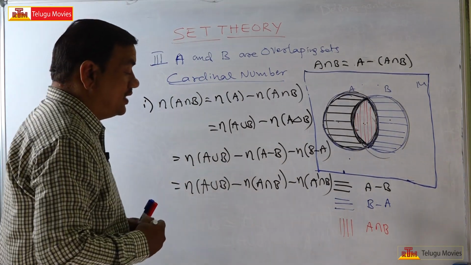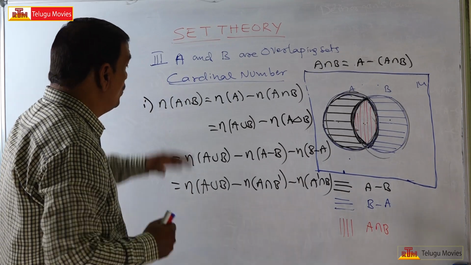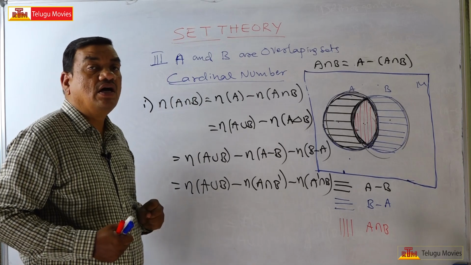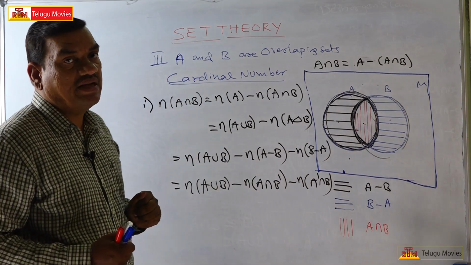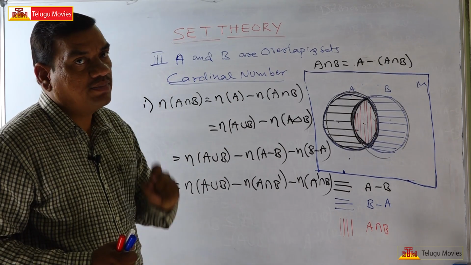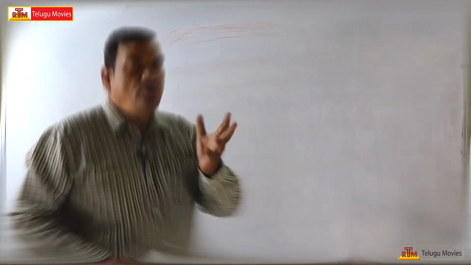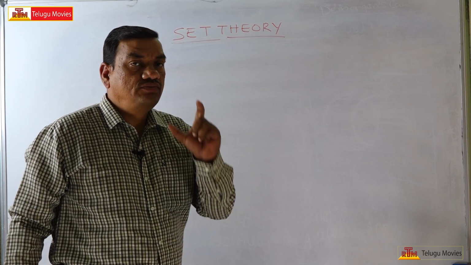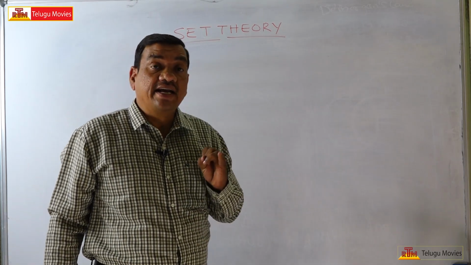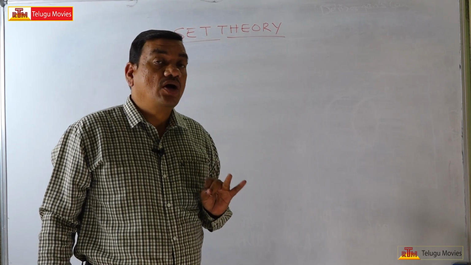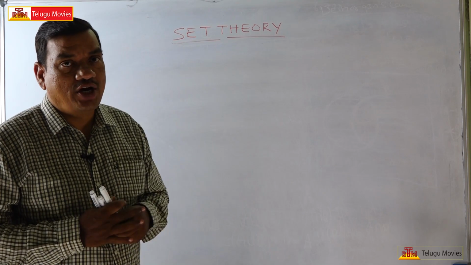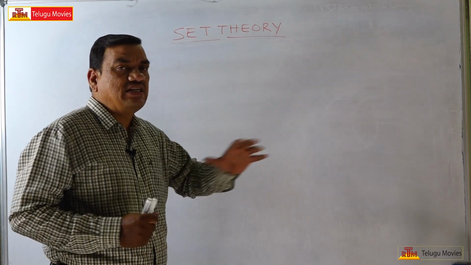Understand? These are the main formulas which we get when A and B are overlapping sets. I hope that you understand this concept. Let us go for the next concept. Dear students, so far we have seen two sets. When one set is a subset of another set, the second case is when A and B are overlapping sets, and the third case is when A and B are disjoint sets. Various cases we have seen.